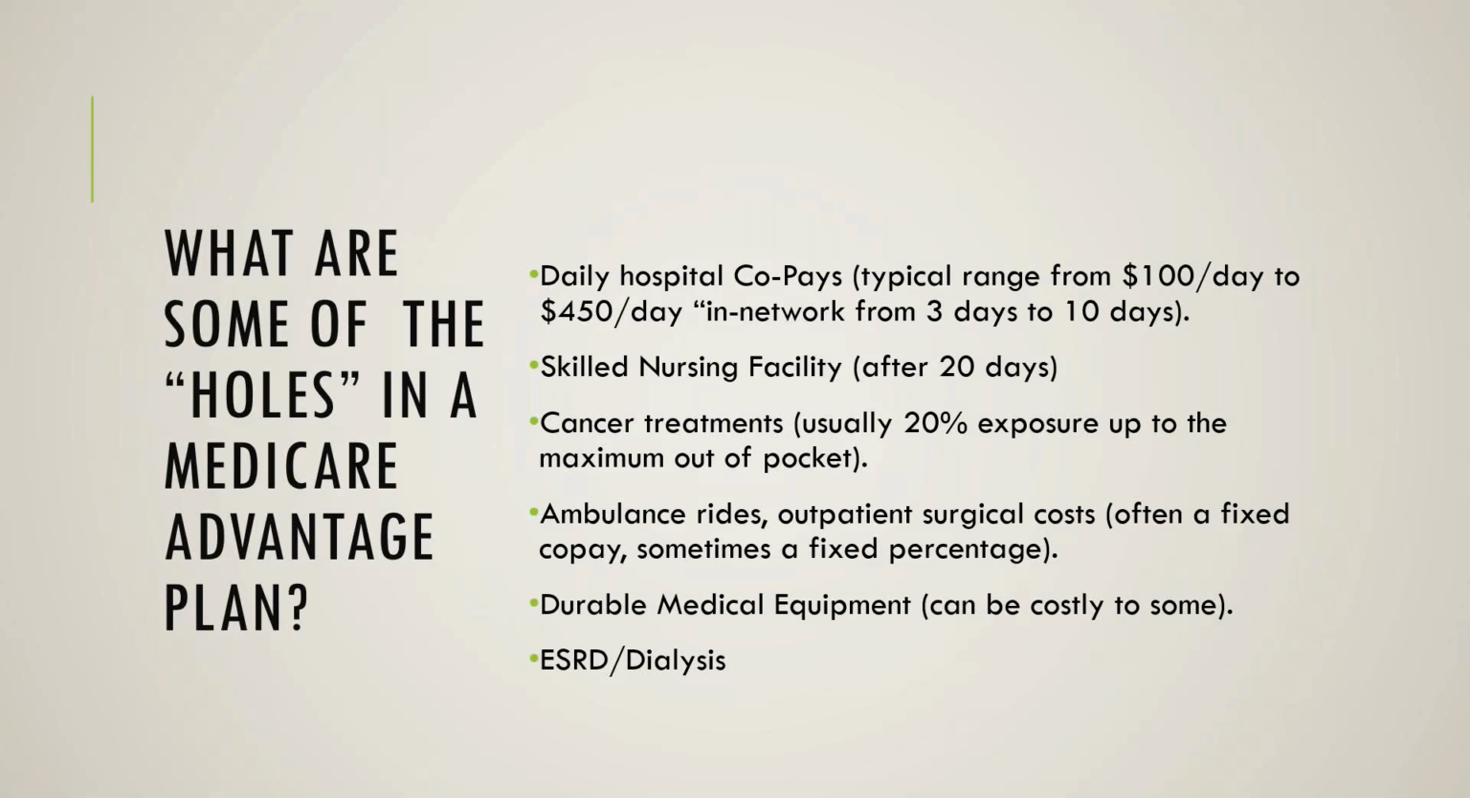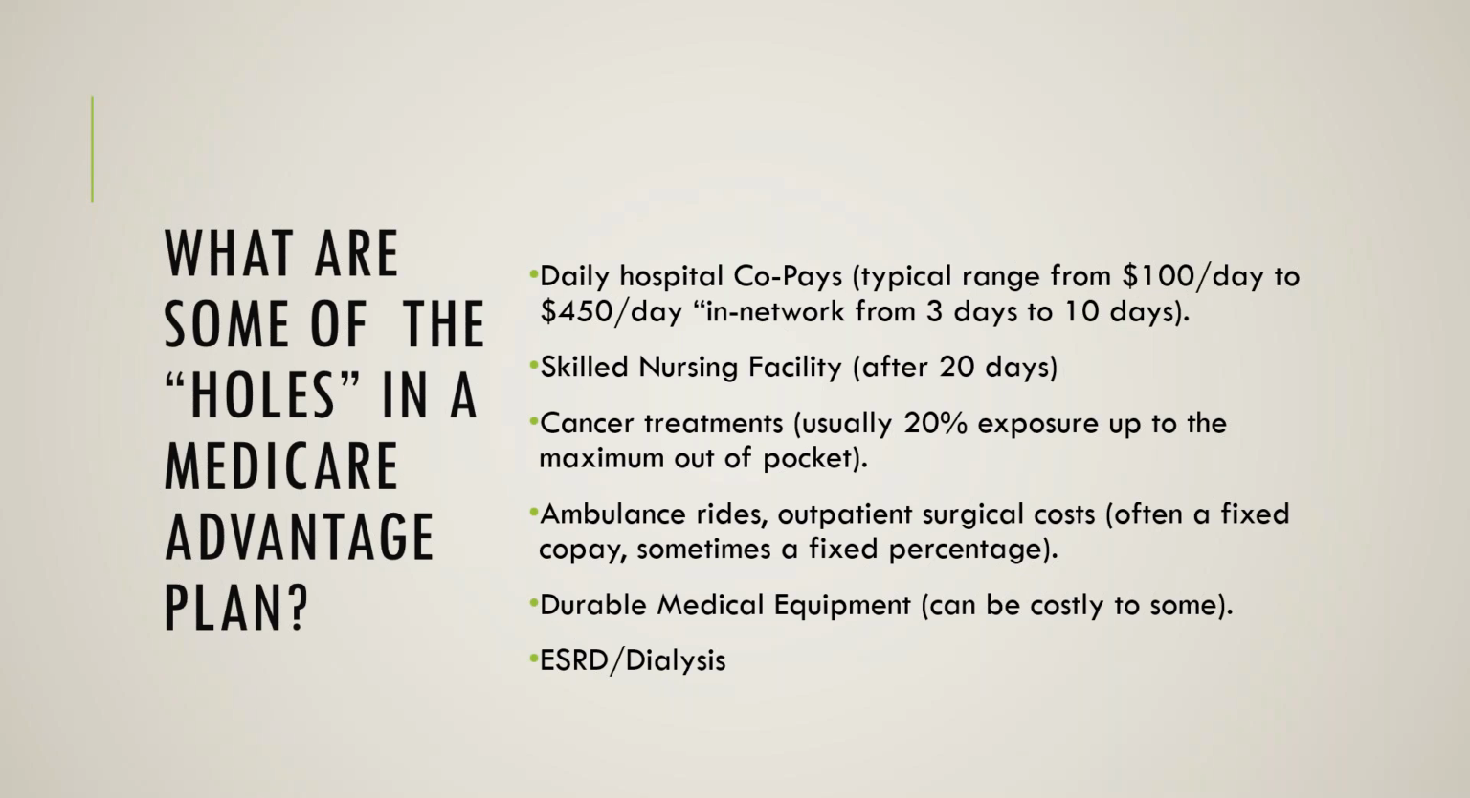So what are some of the holes that are in a hospital indemnity plan? There are several that clients often talk about as financial risk. First and foremost is the daily hospital copay. Typically they range from $100 a day up to $450 a day, and they can be anywhere from 3 days to 10 days for the most part. Skilled nursing facility, after the 20th day, tends to be a steep copay in these plans.